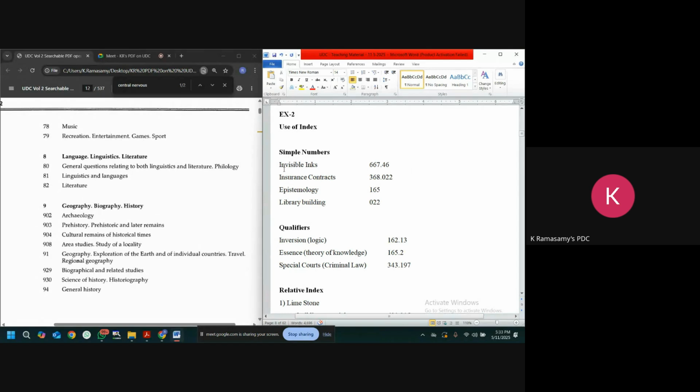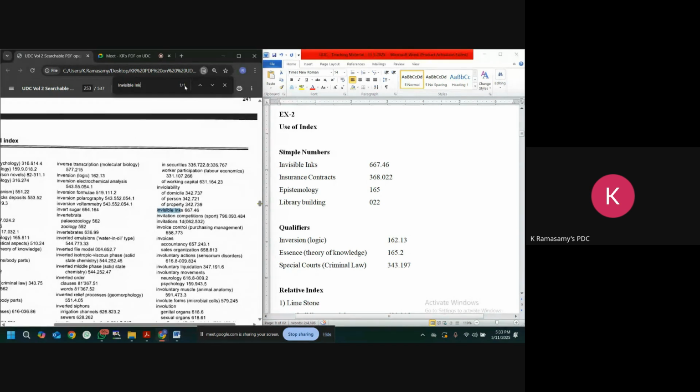For example, there's a book on invisible ink in a library. I need to give a number for this particular book. So I go and search, Control F. I search for invisible ink in the index. Only one result, you can see here. I click enter and you are taken to the place. So invisible ink is a very simple number. You type a subject, the keyword is available, and there's a number.